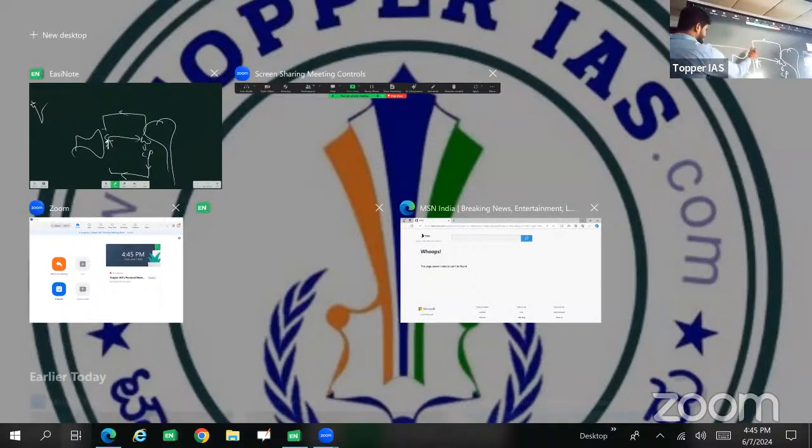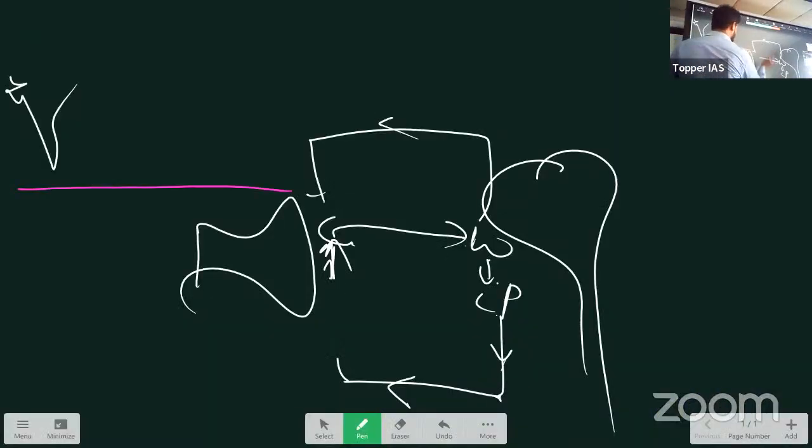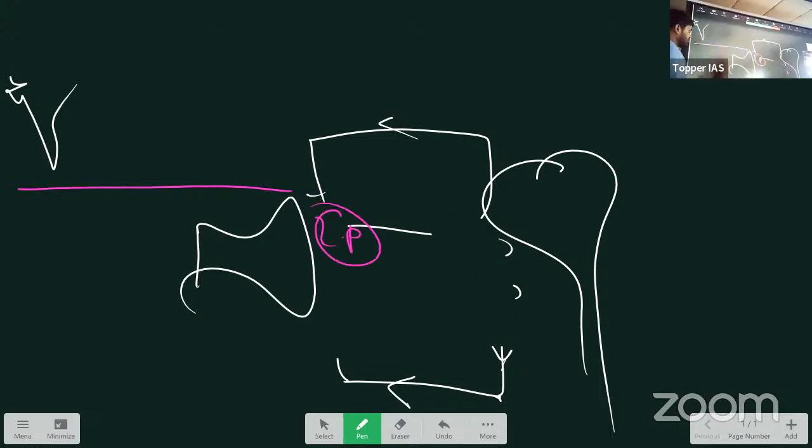I need your attention and energy now to understand this. So what is the usual condition? Usual condition means there is low pressure. Correct? In usual condition there is low pressure.